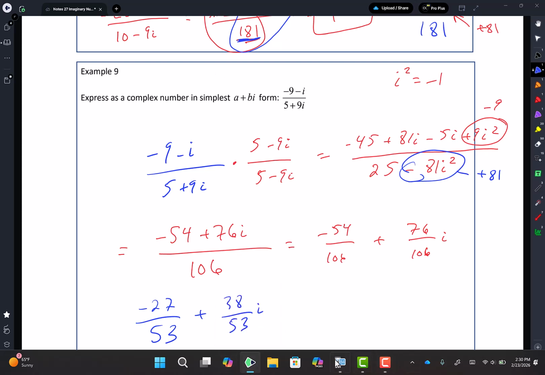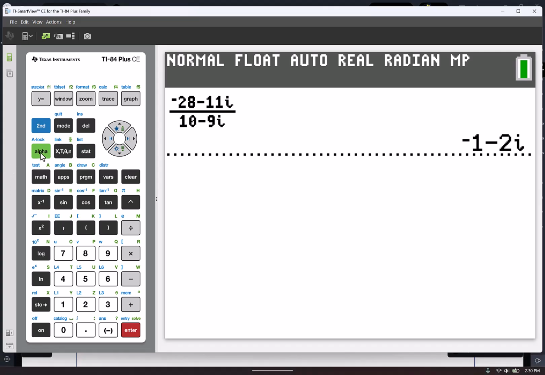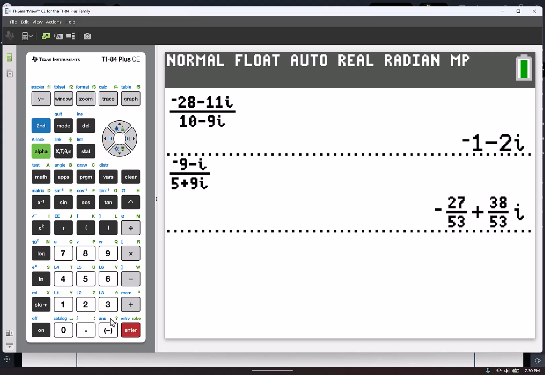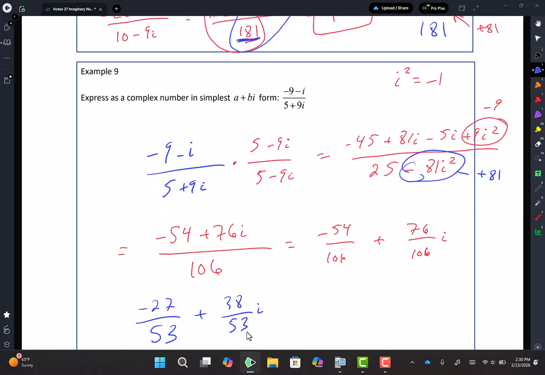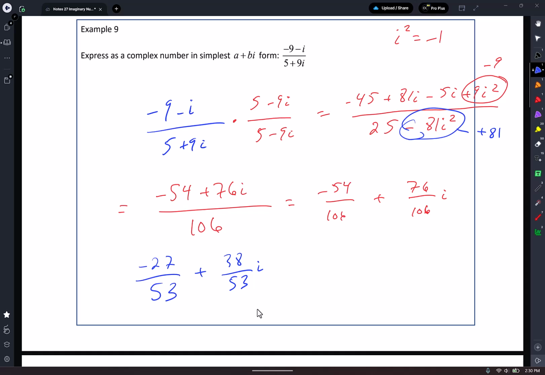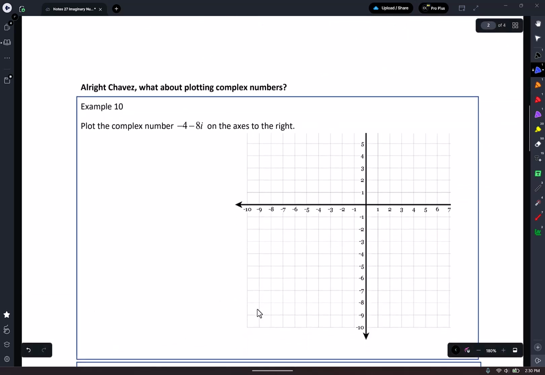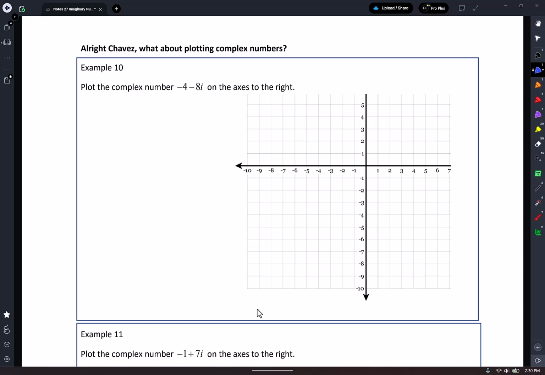Let's see if it's correct. So what do I have in the numerator again? Minus i. What do I have in the denominator? 5 plus 9i. All right. Turn it into a fraction. Oh, did we get that? Okay. It felt wrong to me because it just was weird. But yeah, there it is. It's correct. Cool or not cool? Okay.